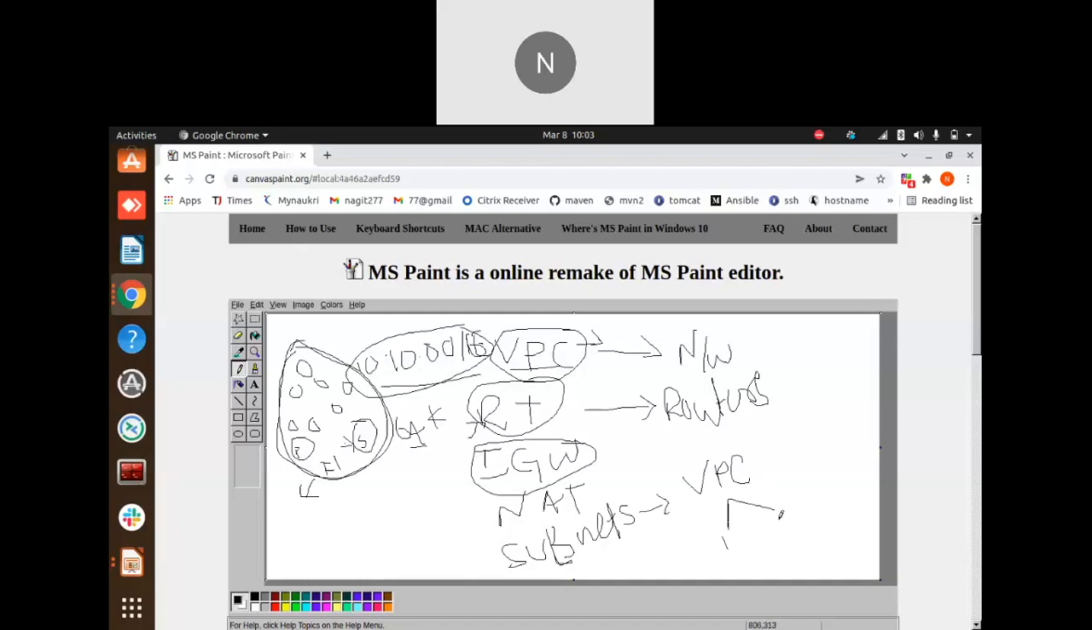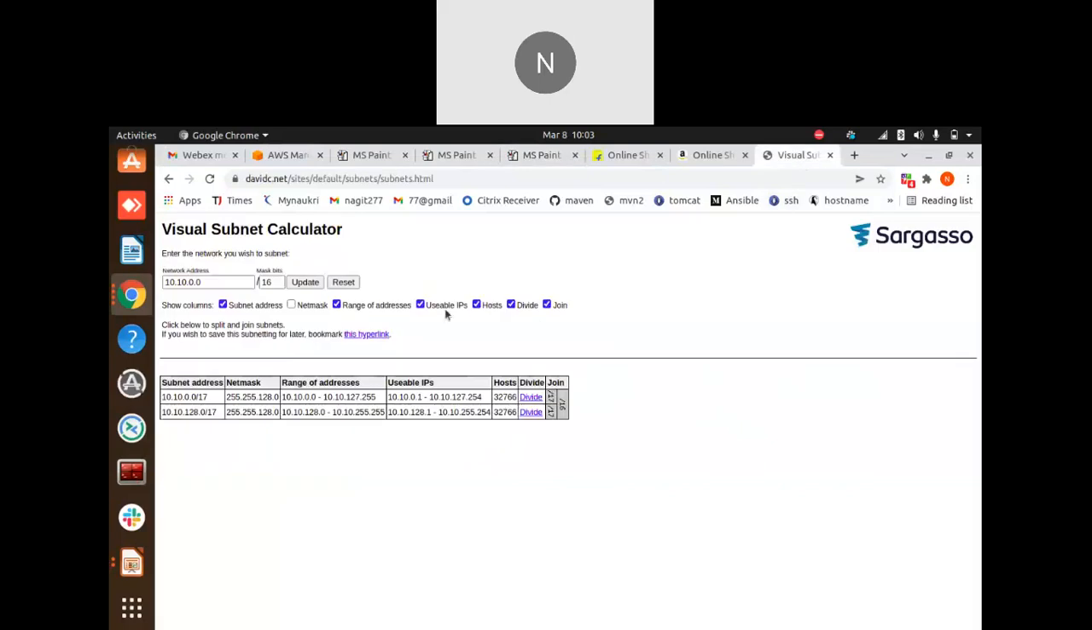This is the one and this is the two. They can divide it into three or four, right? This is the first network, this is the second network, this is the third network, but this will be in the same VPC. So they will divide it into three subnets, and I will show you how we can divide the subnets. So this is a VPC I am referring to.